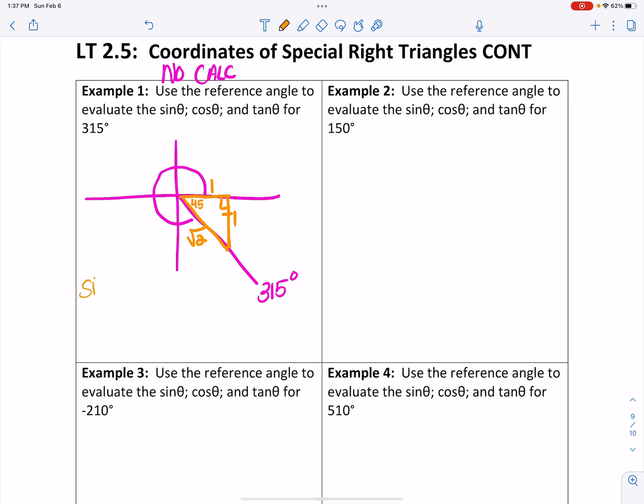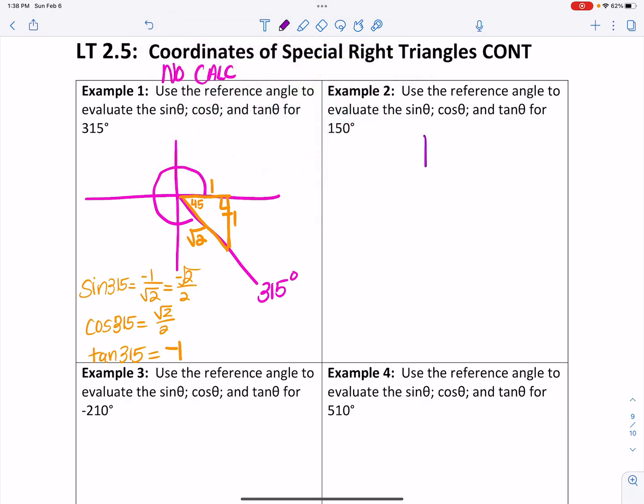So wouldn't the sine of 315 be a -1 over the square root of 2, so wouldn't that be a -√2 over 2? Wouldn't the cosine of 315 be the same thing except it's positive? And then wouldn't the tangent of 315 be a negative over a positive, so a -1? Now you can check them with your calculator, but it will be on the no calculator part of the test.